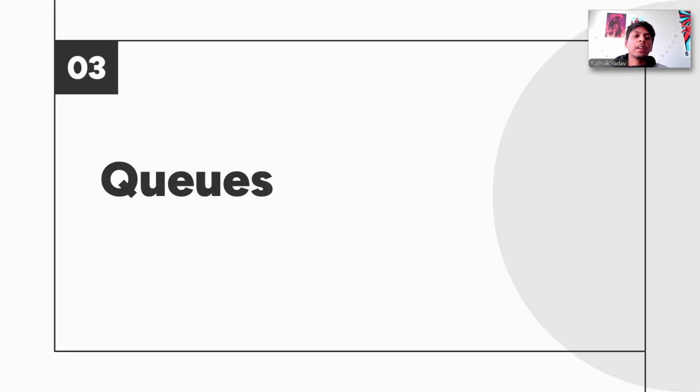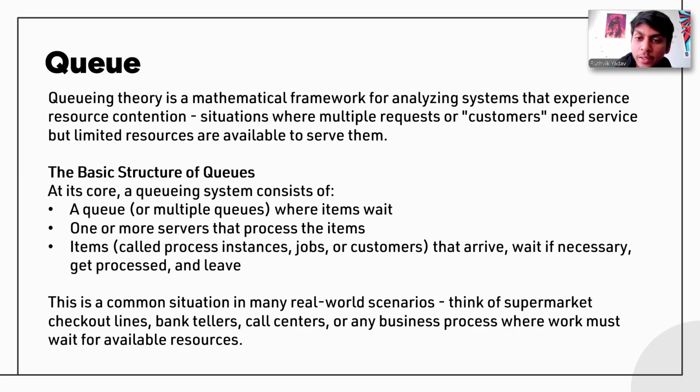Now let us get into another quantitative technique called queues. Queuing theory is a mathematical framework for analyzing systems that experience resource contention, situations where multiple requests or customers need service but limited resources are available to serve them. Let us take, for instance, a restaurant where there are multiple people ordering food, but the staff is low, and people who can take their orders are in a lower number, and people who can cook for them are in a lower number. But too many people have come to the restaurant ordering food.